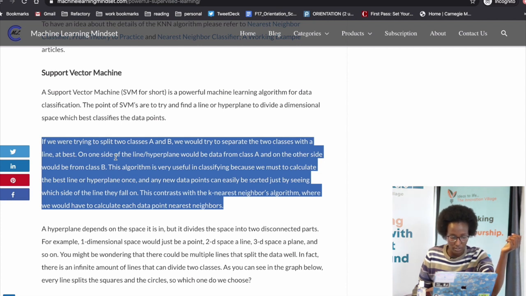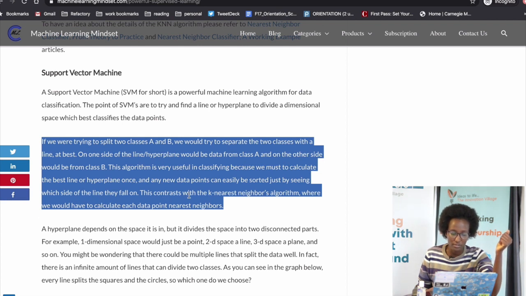as we shall see, let's see how the explanation builds. If we are trying to split two classes A and B, we would try to separate two classes with a line at best. On one side of the line or hyperplane would be data from class A, and on the other side would be data from class B, like I've just explained. This algorithm is very useful in classifying because we must calculate the best line or hyperplane once, and any new data points can easily be sorted by just seeing which side of the line they fall on.